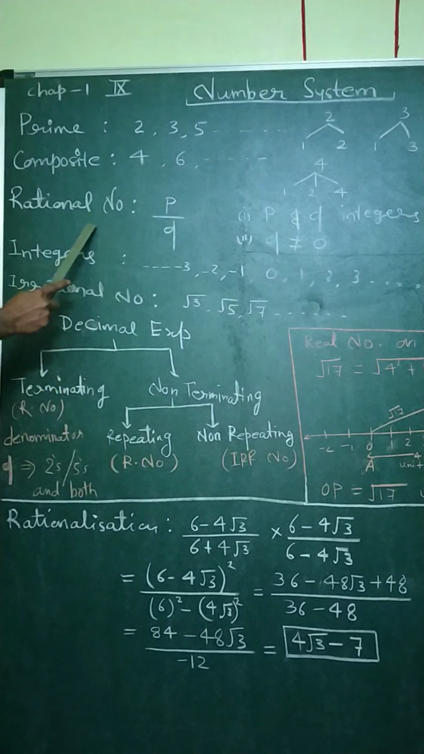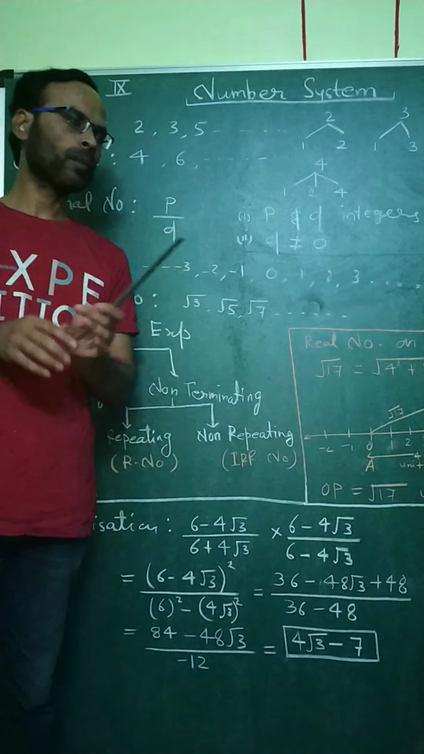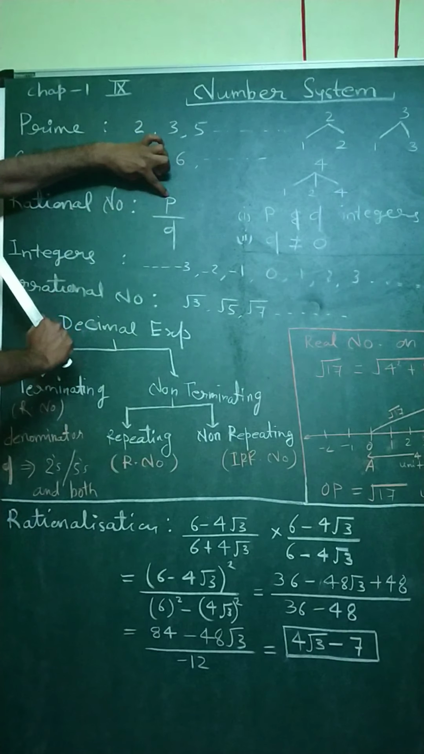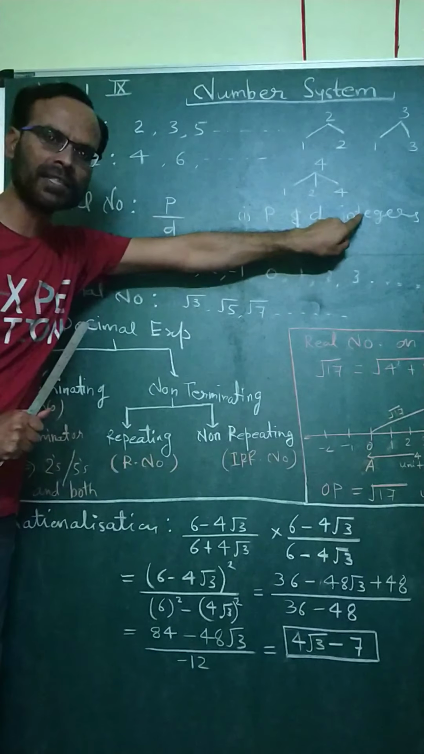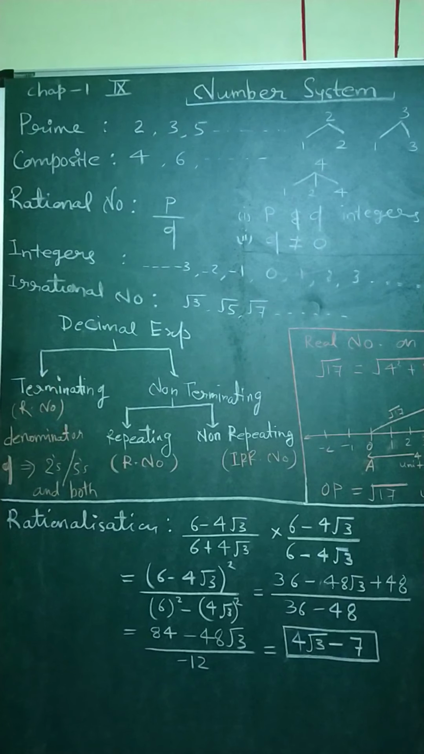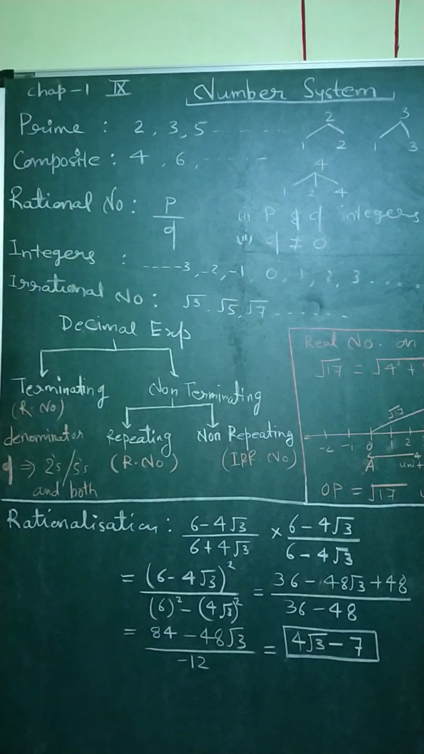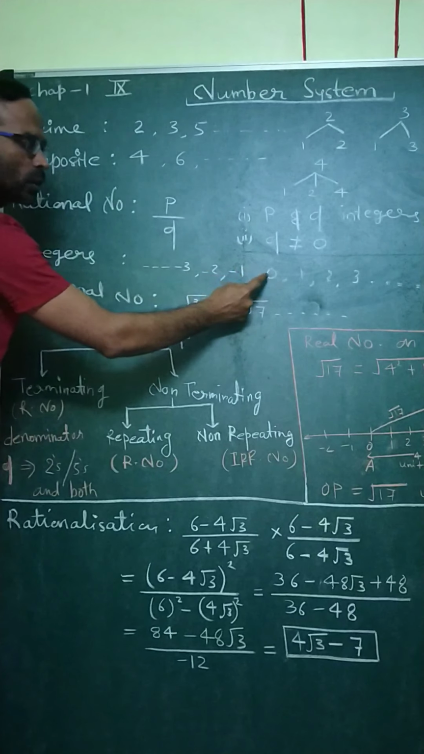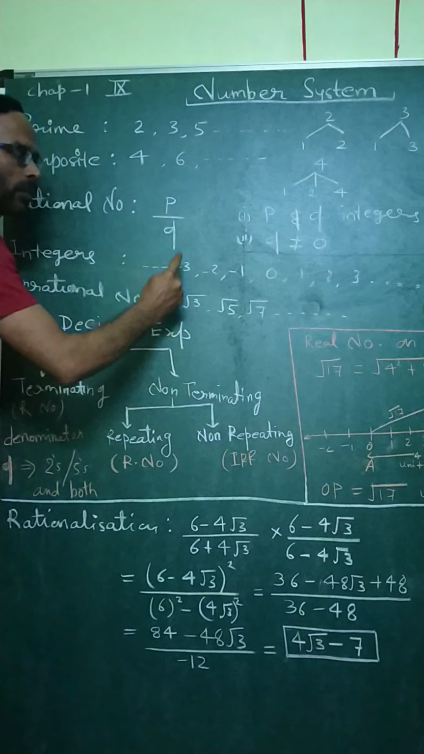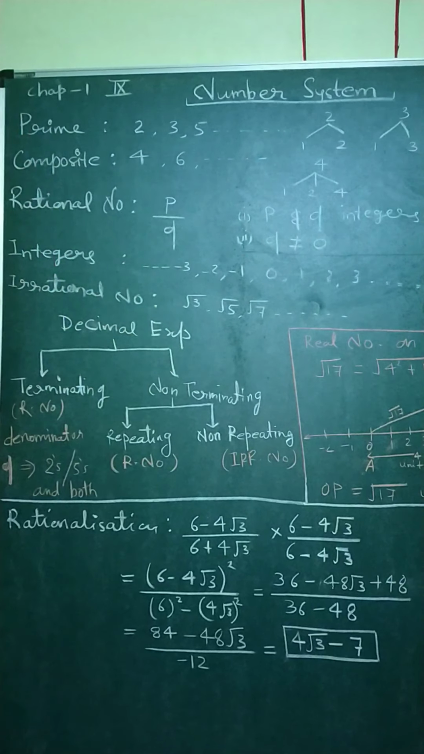The next thing is the rational number. Rational numbers are those numbers which can be represented in the form of P upon Q, where P and Q both are integers and Q should not be equal to 0. Now here one word came, integers. So first of all, again you have to study about the integers. Integers are numbers which include negative and positive numbers, including 0. So these are the combination for integers.